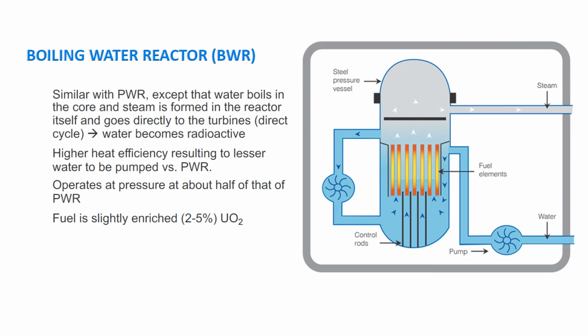The next type of your reactor is your boiling water reactor. This is just similar to PWR except that water boils in the core and steam is formed in the reactor itself and goes directly to the turbines, where you have a direct cycle. And as you can see, since your water boils inside the core, water actually becomes radioactive. It has higher heat efficiency, resulting in lesser water to be pumped versus your PWR, and operates at a pressure about half of that of your PWR. Your fuel is slightly enriched uranium, around 2 to 5%.